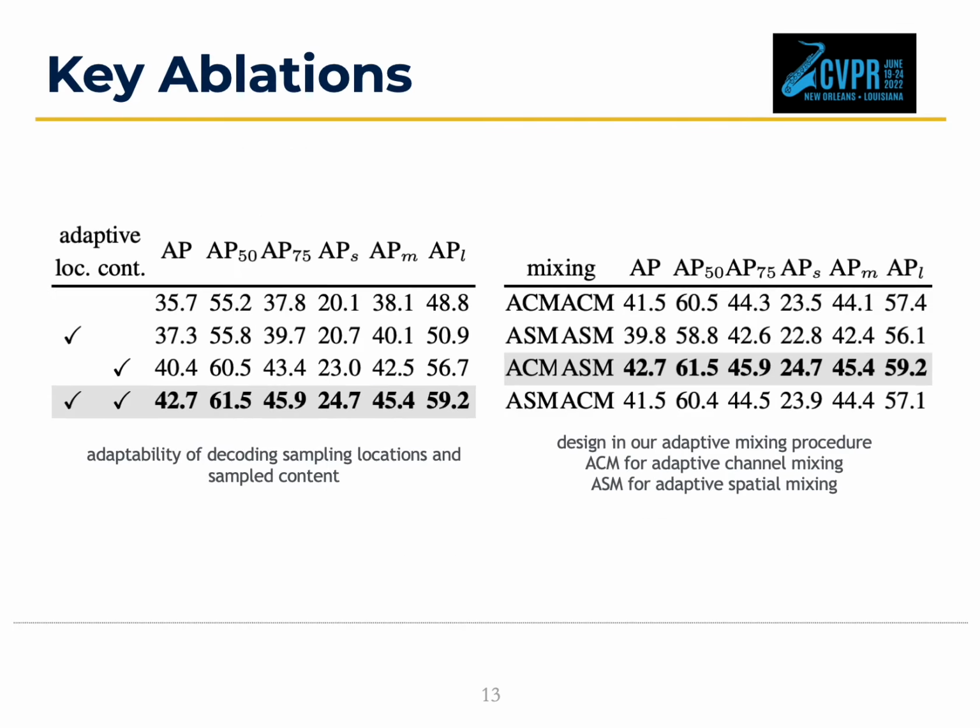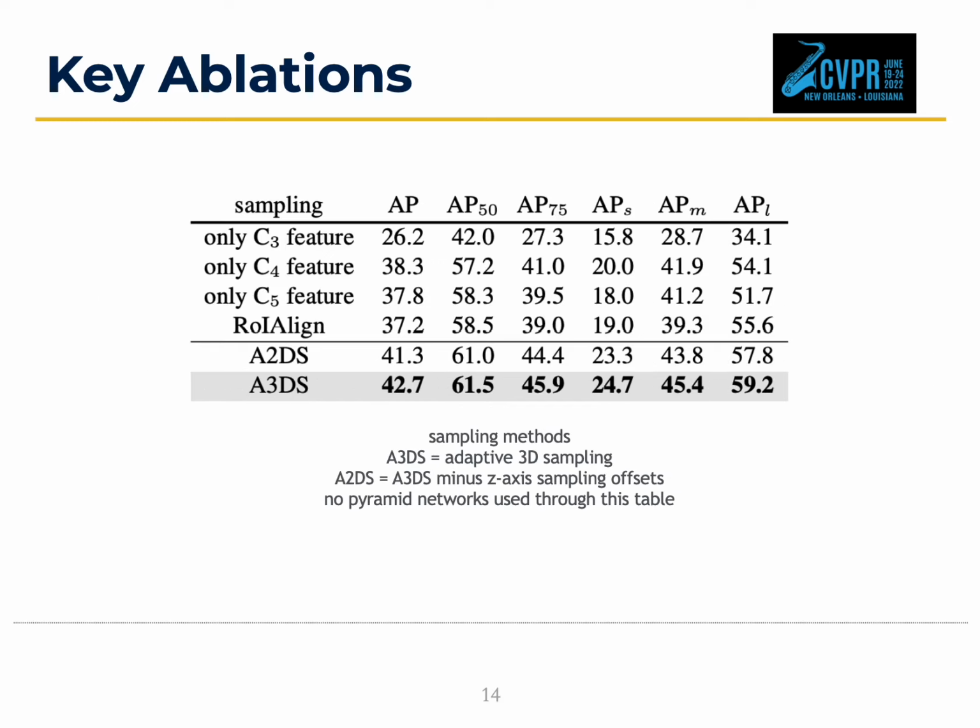There are some key ablations and observations: the positional adaptability for decoding sampling locations and the content adaptability for decoding sampled features are nearly equally important. First, channel mixing and then spatial mixing makes a better adaptive mixing design. The adaptive 3D sampling outperforms counterparts.